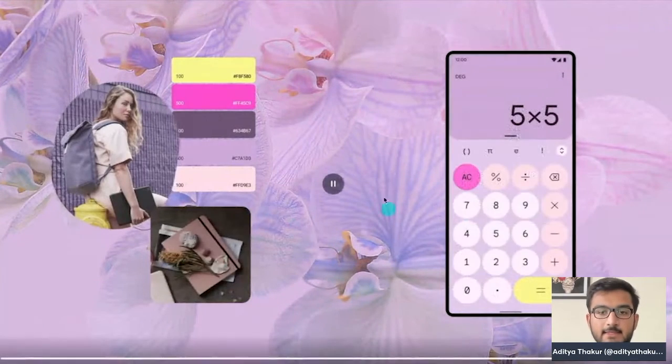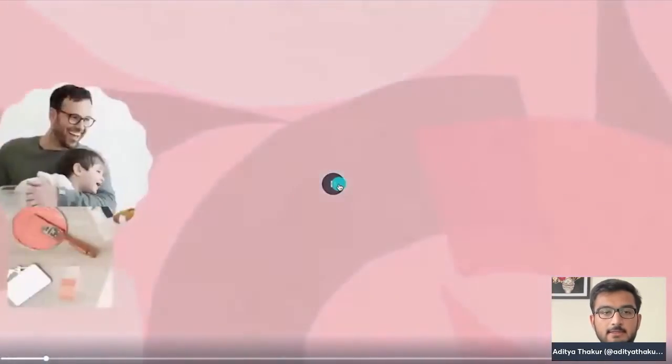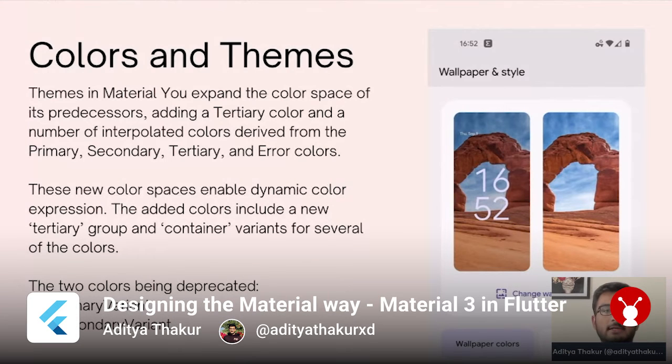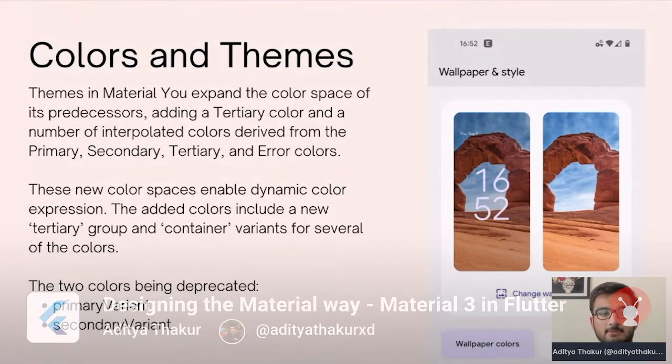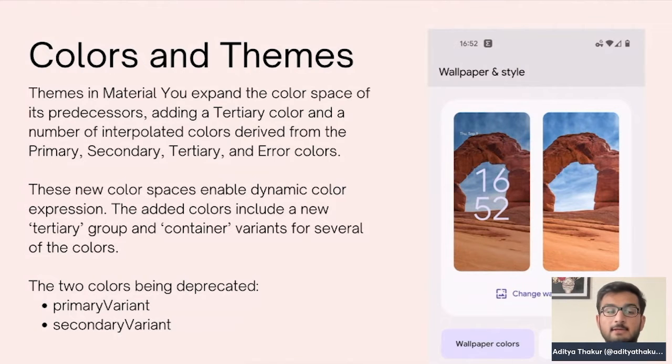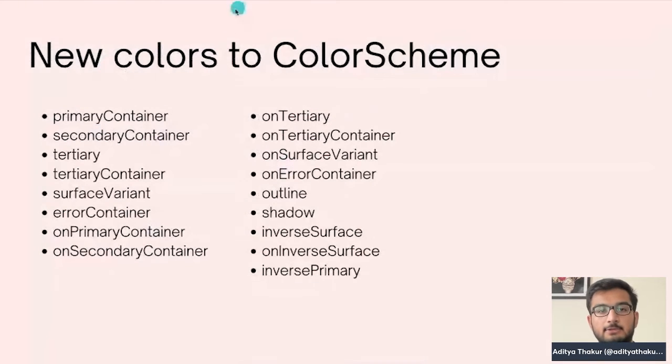Now, Material Design 3 also has this adaptive color scheme. There are changes made to colors and themes. Themes in Material You would expand the color space that was previously available. There are new color spaces that have been added. The new added colors include a tertiary group and container variants for several of the colors. The two colors that are being deprecated are the primary variant and the secondary variant. Instead, there have been some new colors added to the color scheme, such as the primary container, on primary container, secondary container, tertiary containers, and so many more.